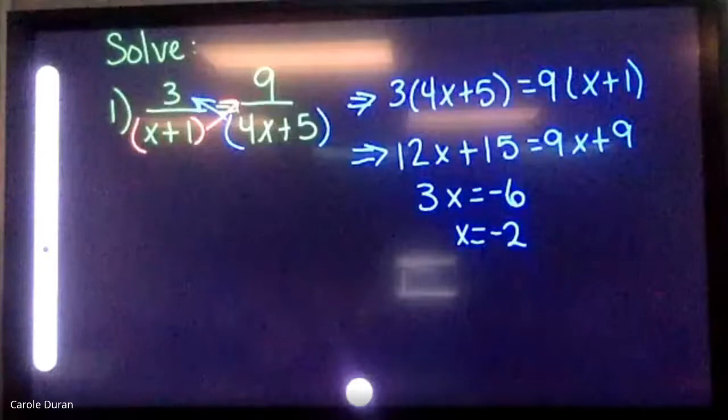So I distribute the 3 and the 9. I get 12x minus 15 equals 9x plus 9. I subtract the 9x over, subtract the 15 over, and I get 3x equals negative 6, which means x equals negative 2. Anybody else get the answer, Sam?